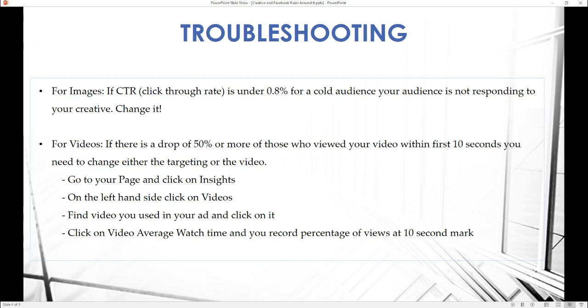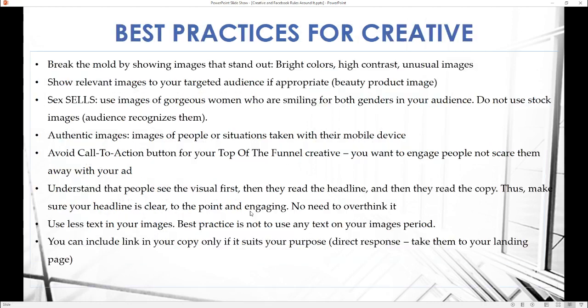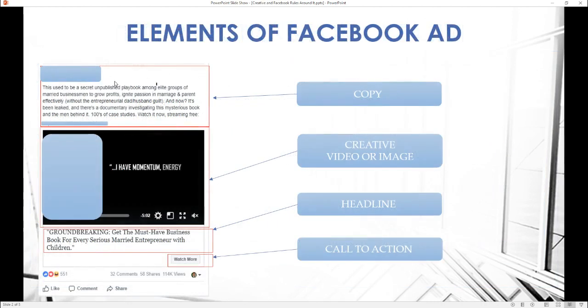However, if your click-through rate is under 0.8%, so think in terms of under 1% for a cold audience, meaning top of the funnel, obviously your audience is not responding to your creative. Change it. So here's where the testing comes into place, because you have three major parts to your ad. You have copy, you have creative, and then you have a headline.